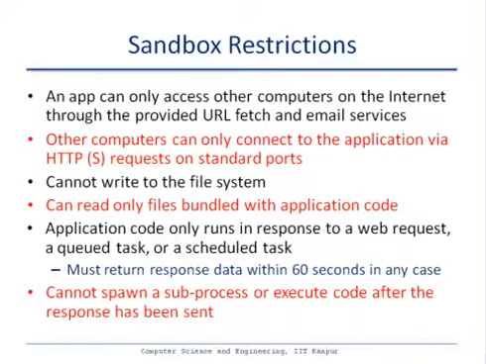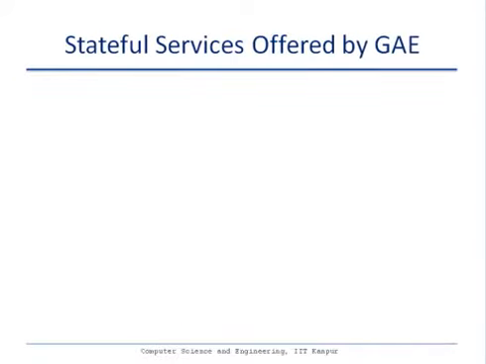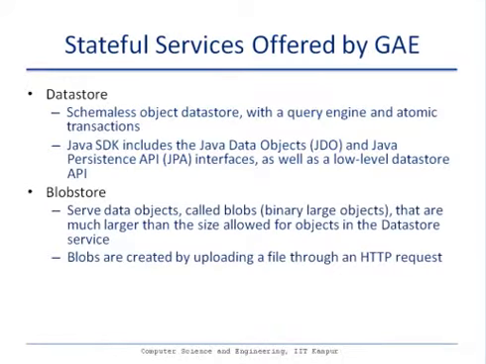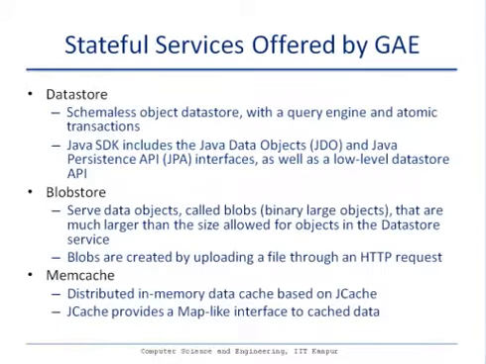Now let's look at the data storage features that are available on Google App Engine. Data storage is typically required whenever you are building any meaningful business application. You usually have to store data between requests, and Google App Engine provides three mechanisms to achieve data storage. The first one is App Engine Data Store, which provides a schema-less object data store where you can do querying as well as atomic transactions.